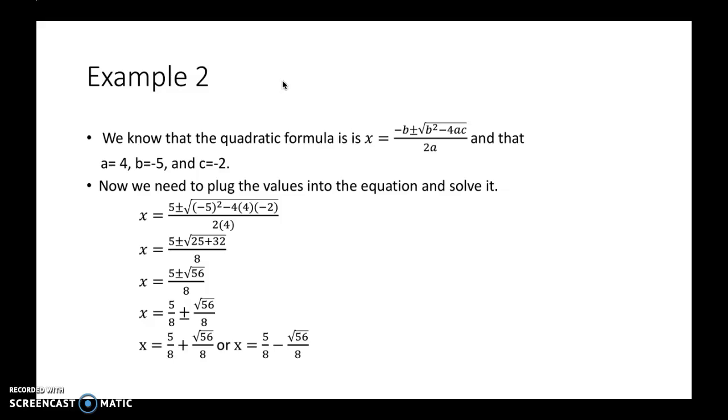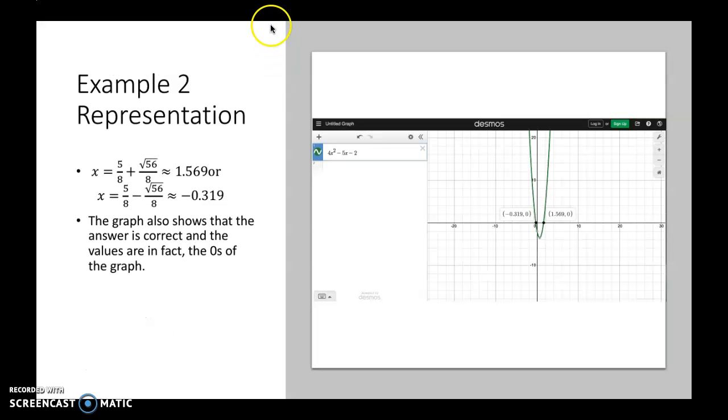And then similar to the last one, we split it up into two different answers, where it's x equals 5 over 8 plus the square root of 56 over 8, or x equals 5 over 8 minus the square root of 56 over 8. And then we plugged the values into the calculator and into a graphing simulator, and we get that the x values are the zeros again, so we know that is correct. This is a solid idea on how to use the quadratic formula.